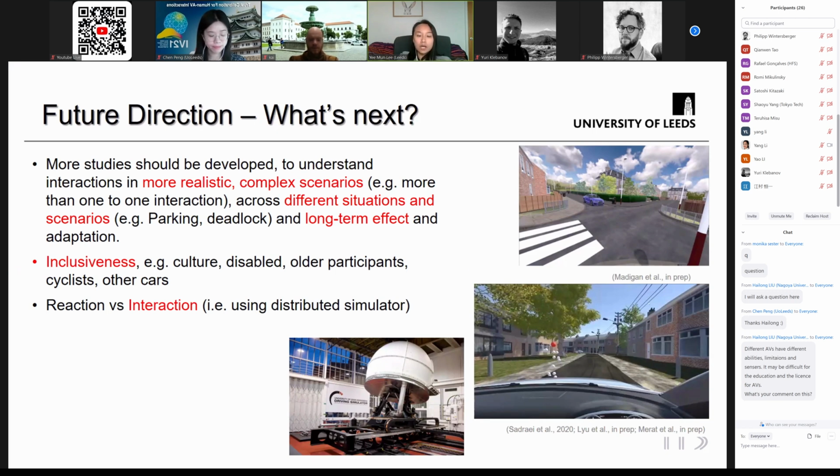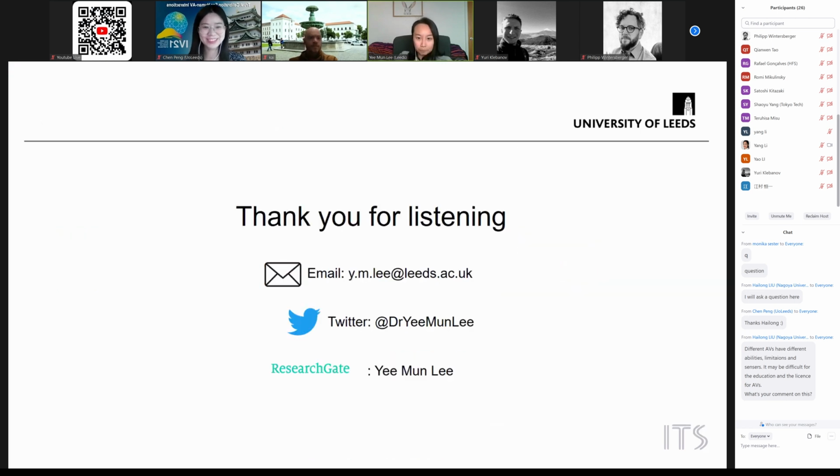Inclusiveness is important. All the studies have been looking at reaction, so we provide a stimulus and see how pedestrians react, but not the other way around. So how would pedestrians crossing affect AV interactions? That is also important to be investigated in a distributed simulator. I know I'm over time, so thank you very much. That's the end of the talk.